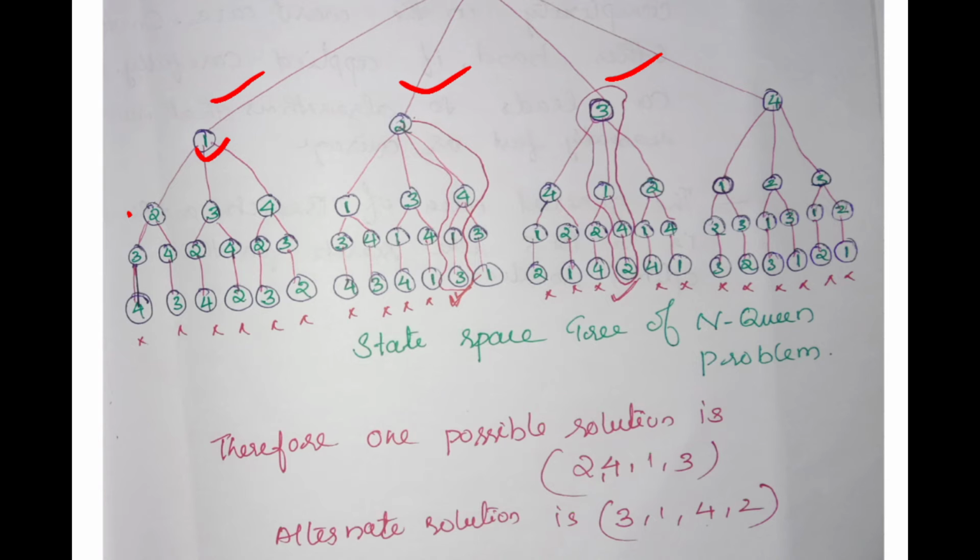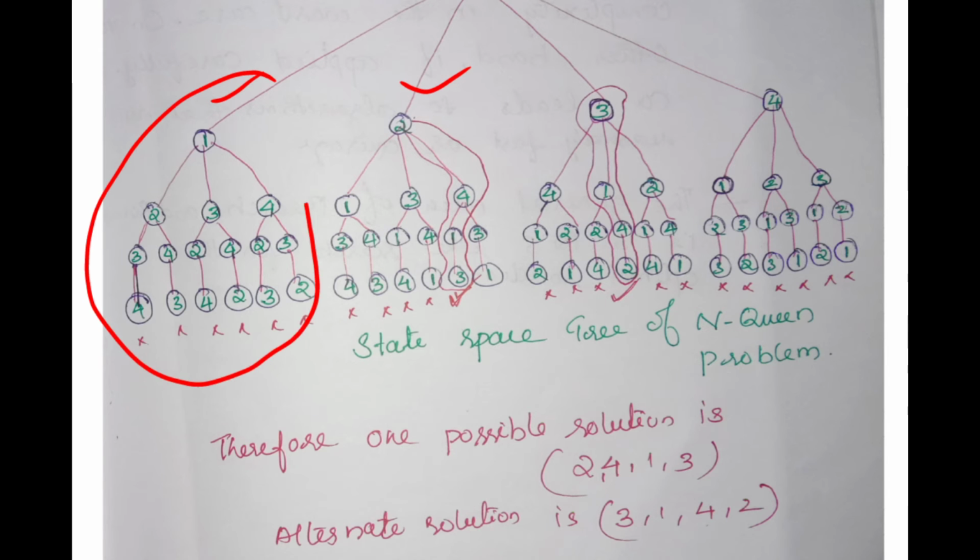The second section is 1, 3, and then 2 and 4 are the remaining numbers. Taking this section, we get 1, 3, 2, 4. Then 1, 3, 4, 2. Then 1, 4, 2, 3. So these are the sequences of the first section, starting from 1.